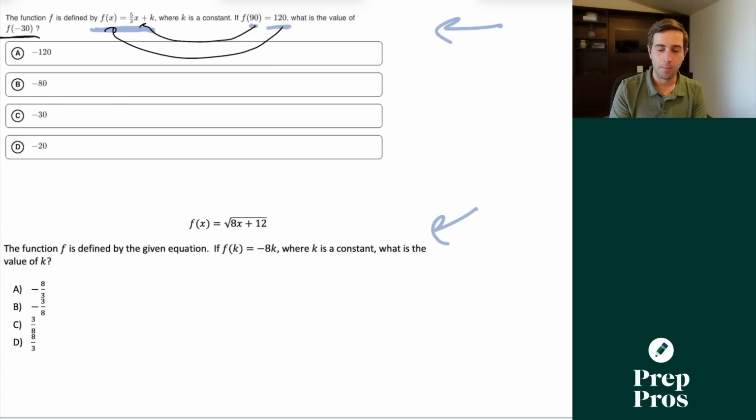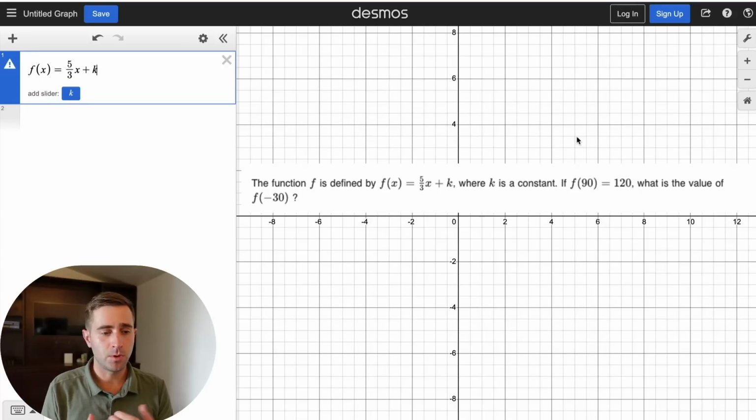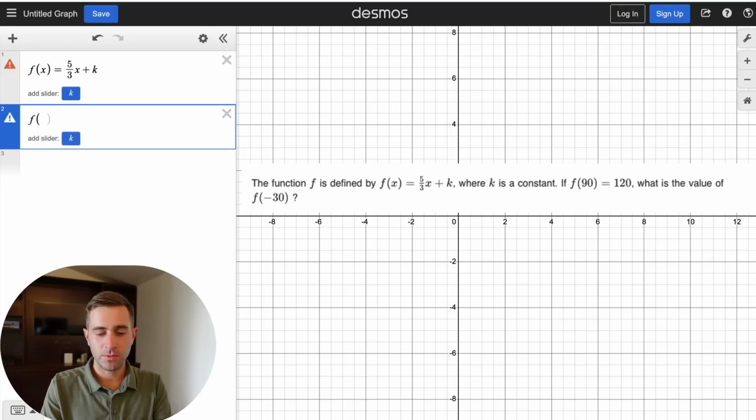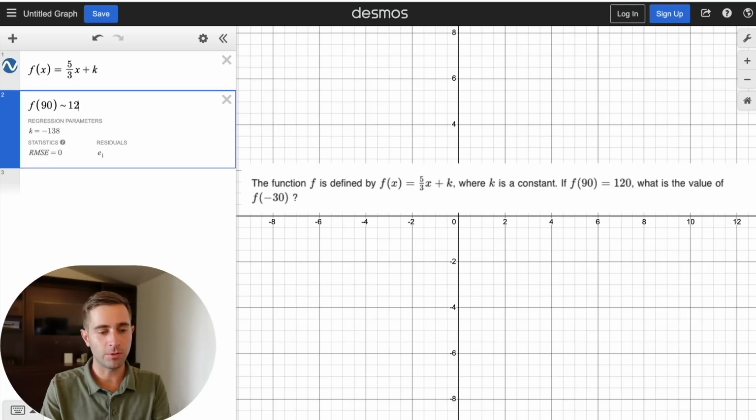But we're going to do both of these in Desmos because I'm confident you guys will be able to plug that in. But when we get to these more challenging varieties, this Desmos hack is going to become really important. Now, the function capability in Desmos is really, really powerful. So with this one here, you're simply going to type in your original function, resist the urge to add the slider, and then instead of doing f of 90 equals 120, you're going to do f of 90 tilde 120.